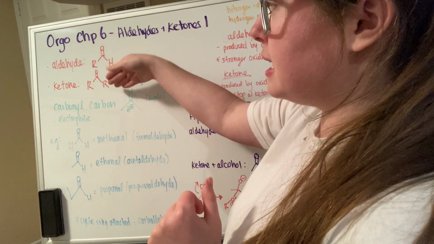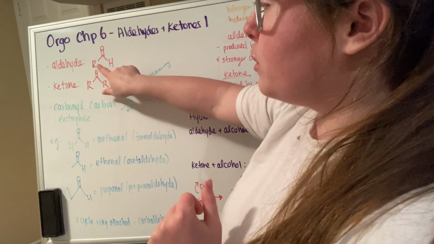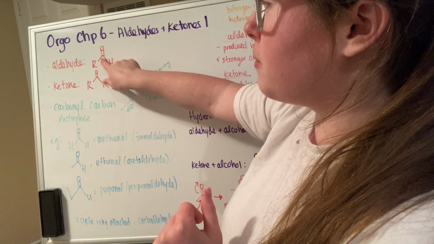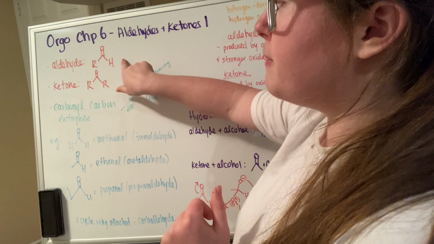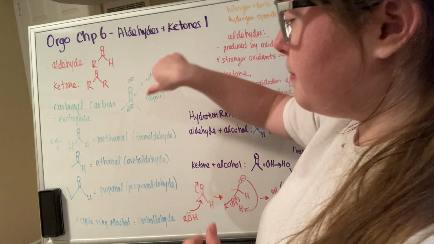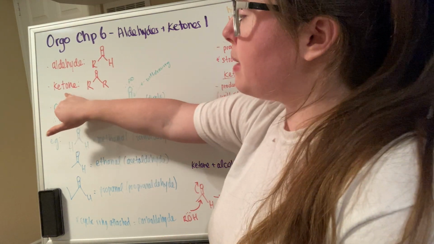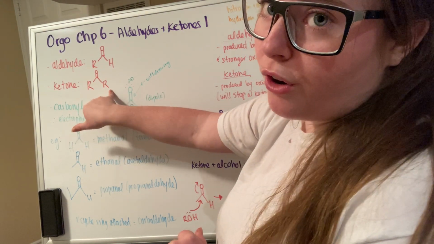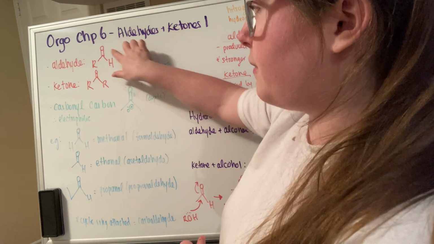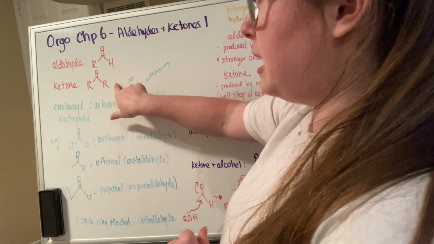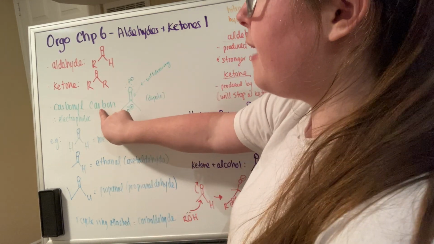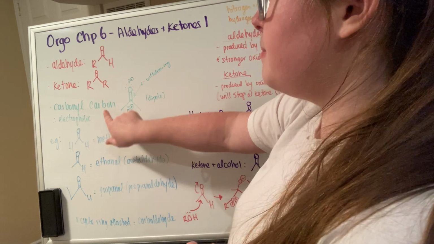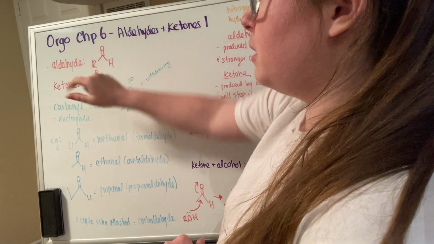We have aldehydes and ketones. Aldehydes have your R group attached to a carbonyl carbon with a hydrogen, so this will be found at the terminal of a molecule. And then we have ketones, which is an R group attached to a carbonyl carbon attached to another R group. Okay, so the only difference is you have a hydrogen here and another R group here. However, they both have a carbonyl carbon, and by that I mean a carbon double bonded to an oxygen.